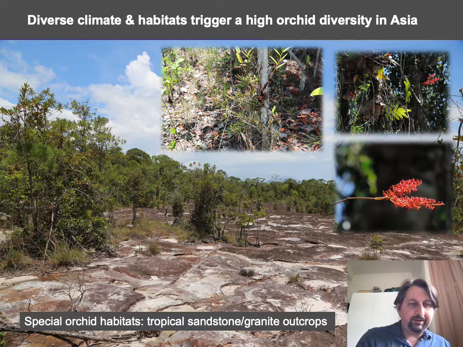Another special orchid habitat are tropical and subtropical sandstone and granite outcrops. On the photo here we see Bako National Park in Borneo, which is a tropical sandstone plateau. The poor nutrient levels on that sandstone habitat cause the trees to gnarl, and the trees are of shorter heights, and therefore more sunshine can reach the trunks and the forest floor, and orchids can be found growing directly on the sandstone as well as on lower tree branches, basically at eye height.